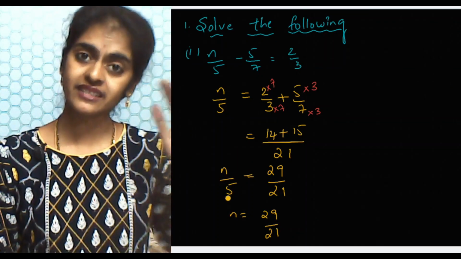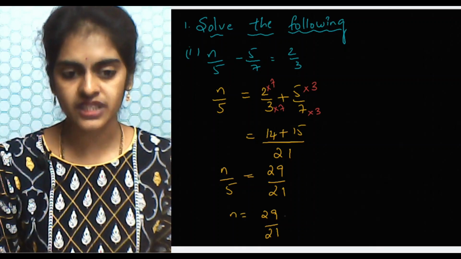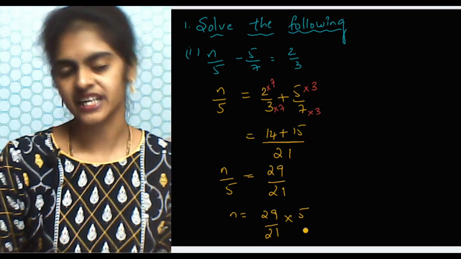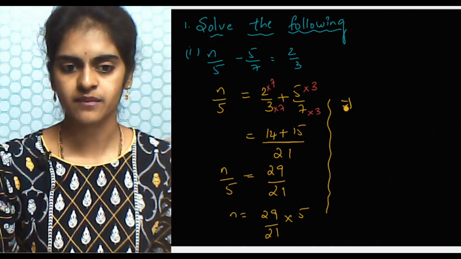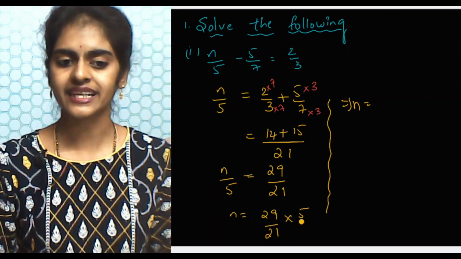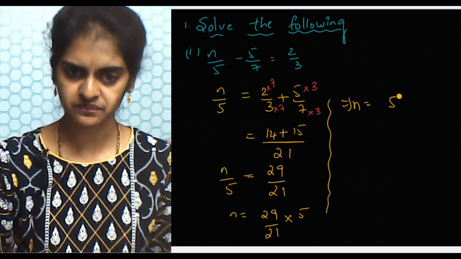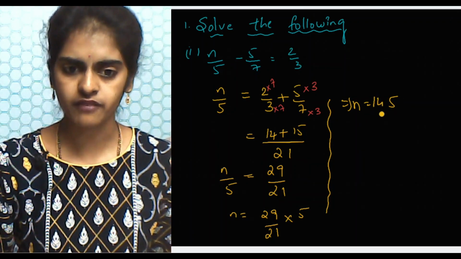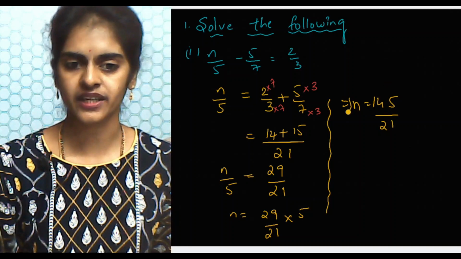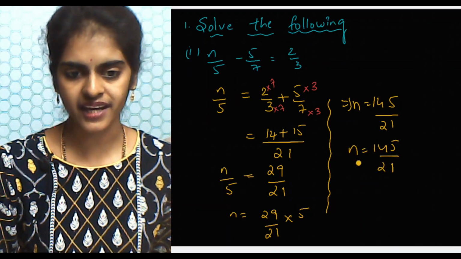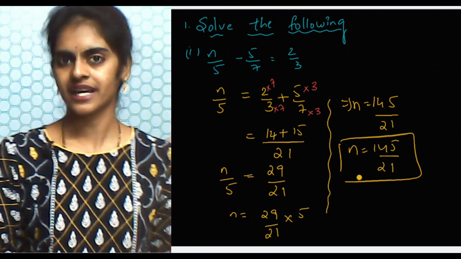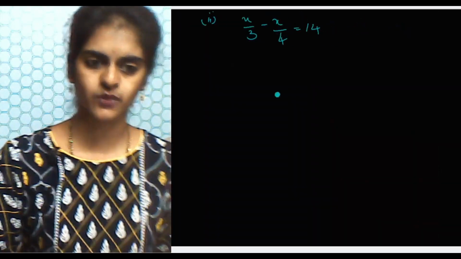Here 5 is in division. Okay, so transposing it to RHS, it becomes multiplication. So this implies n is nothing but 29 into 5, so it is 145 divided by 21. So the value of n is 145 divided by 21. Okay, so let us move on to the next one.